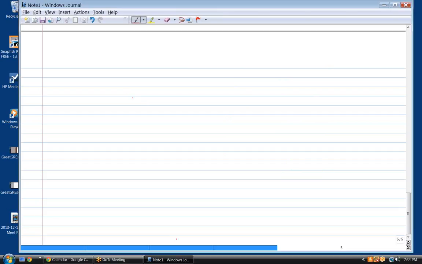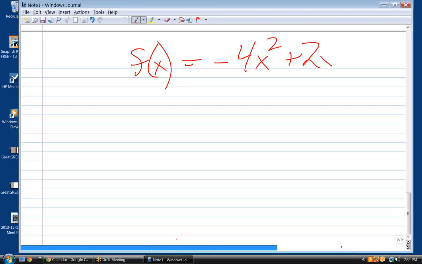Okay, this one says if f of x equals negative 4x squared plus 2x minus 5, use synthetic division to evaluate for f of negative 8/7. Okay? And we're going to set this up. It's going to be negative 8/7 on the outside, and then on the inside it will be negative 4, 2, and negative 5.